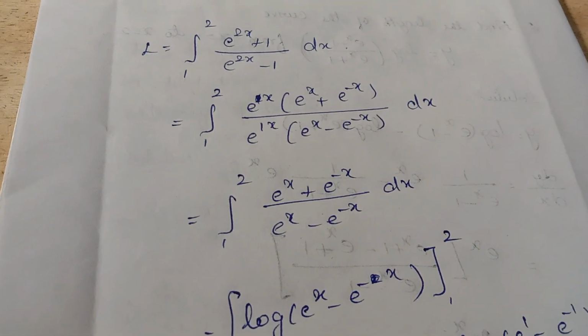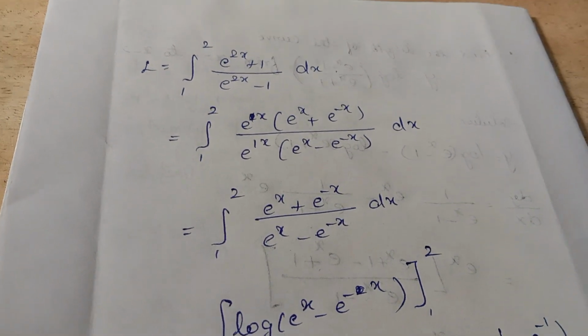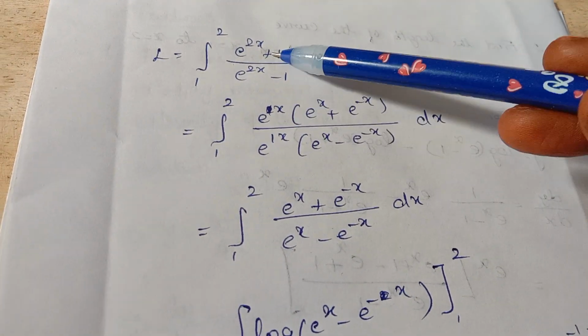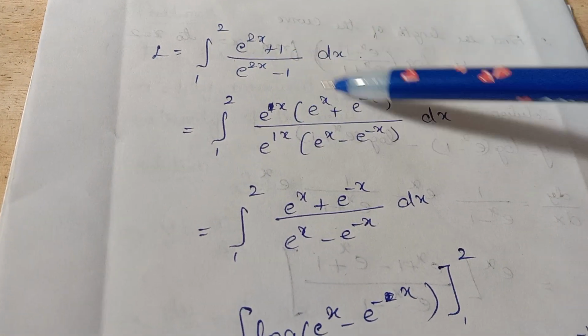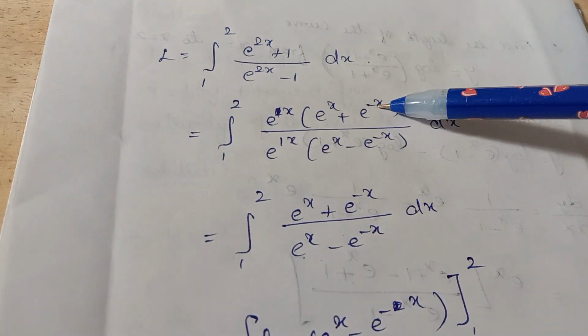Now I want to do the integration. For that I am trying to find another simplified form. The integration can be done in any way. One of the ways I am following here is, you take e power x outside from the numerator and denominator. It will be e power x plus, here no e power x is there, so it will be e power minus x.